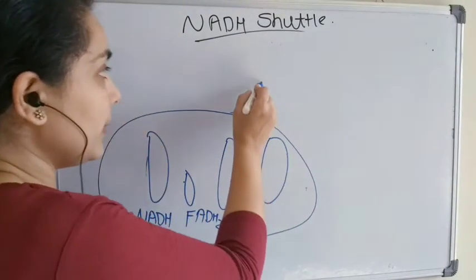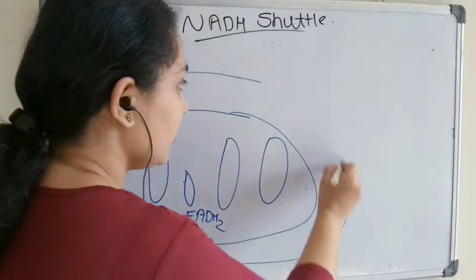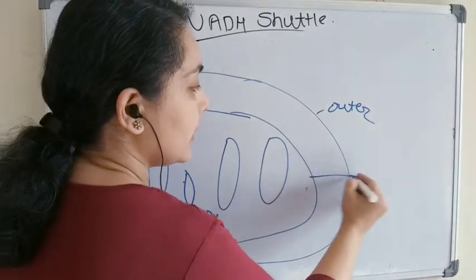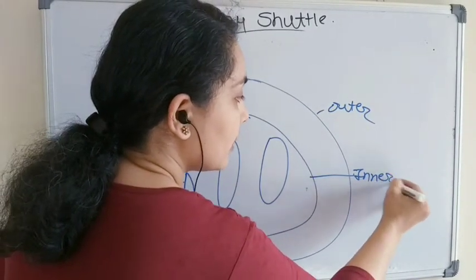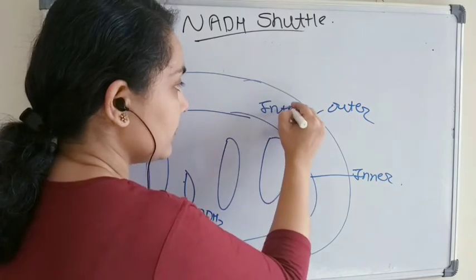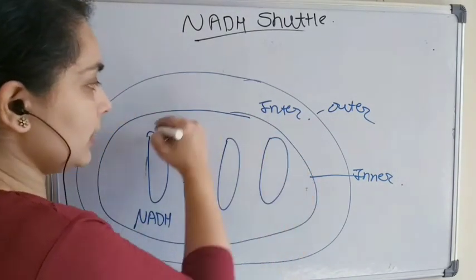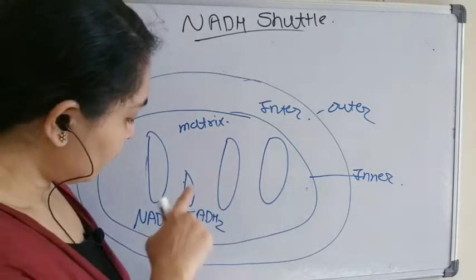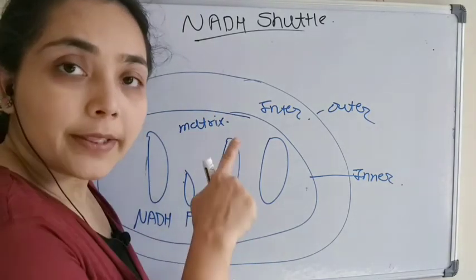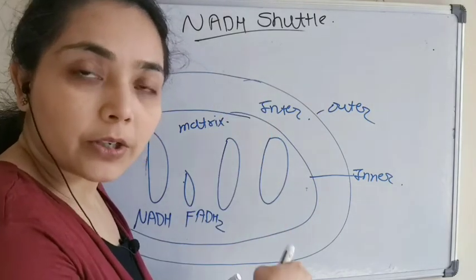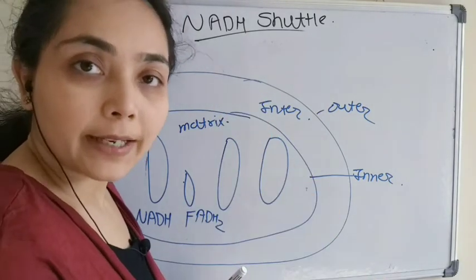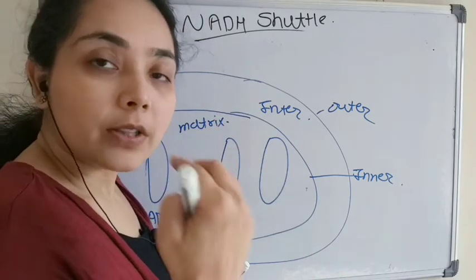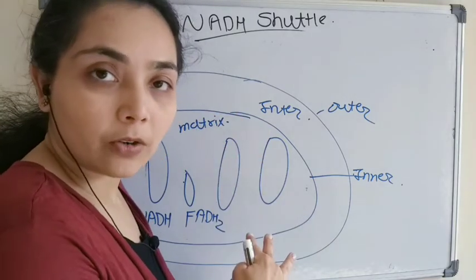Mitochondria is a double membranous structure. This is the outer membrane, this is the inner membrane, this is the intermembrane space, and this region is known as the matrix. This NADH and FADH2 are present in the matrix of mitochondria because they come from cycles like the Krebs cycle or beta oxidation of fatty acids, and these take place in the matrix of mitochondria.